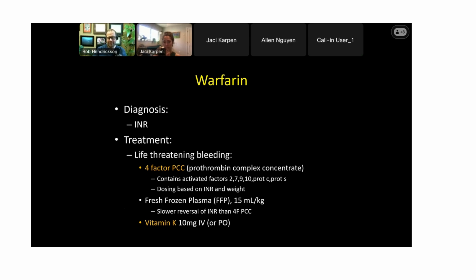Okay, so we use INR to diagnose it, and then if it's life-threatening bleeding, 4-factor PCC. 4-factor PCC is kind of expensive, so there are some places that limit its indications. You can use fresh frozen plasma, but that is a slower reversal of INR than 4-factor PCC. So I think we'll always go with 4-factor PCC. If it's not available, small hospital, then FFP. And for life-threatening bleeding with Coumadin, the textbook says 10 milligrams of IV vitamin K.